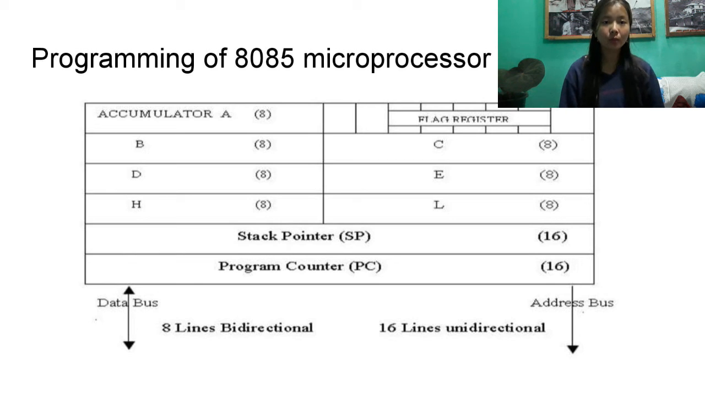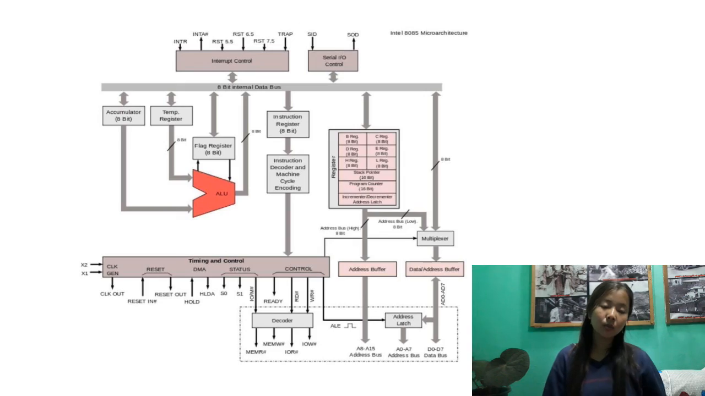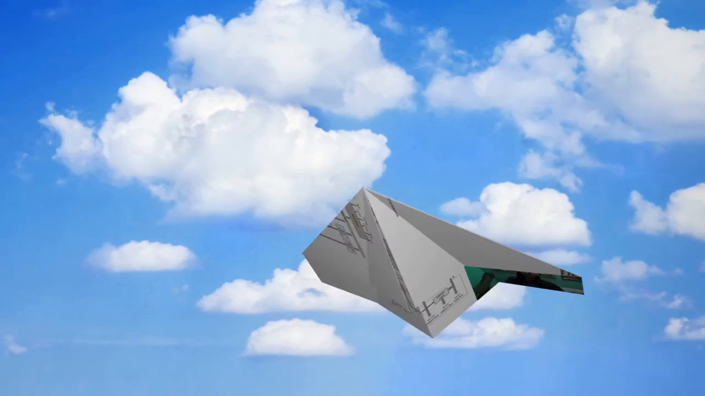Now the stack pointer, SP. The stack pointer is also a 16-bit register used as a memory pointer. It points to a memory location in R/W memory called the stack. The beginning of the stack is defined by loading a 16-bit address in the stack pointer. The diagram you are seeing on the screen is the full 8085 microprocessor architecture. We have already discussed each component present in this diagram.